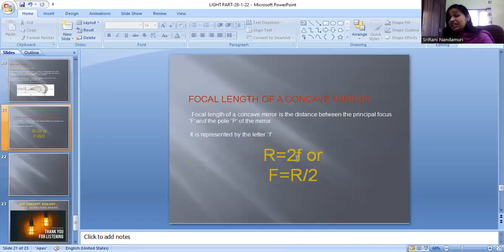One more important term related to this topic is focal length. What is this focal length? Based upon this focal length, you can get one question or one sum in your NEET or in IP. A simple question you can get related to this topic. What is the focal length of the concave mirror? What is focal length?